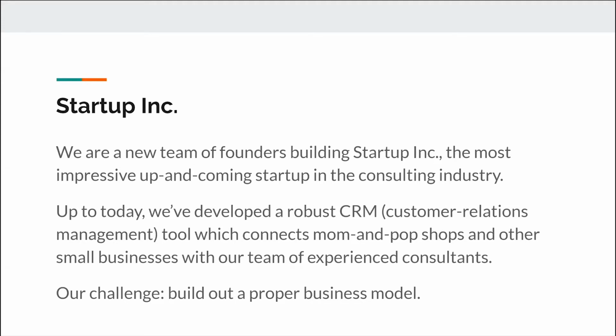Up to today, in this case study, we have developed a robust CRM. A CRM is a customer relations management tool. If you're not familiar, it's basically an app or a website that companies can use in order to communicate with their customers and to manage their customers within their business. We've developed a robust CRM tool which connects mom and pop shops and small businesses with our team of experienced consultants. That's where we're initially going for our market. Rather than going after large companies, we're going after small businesses. And so our challenge for this is to build out a proper business model.